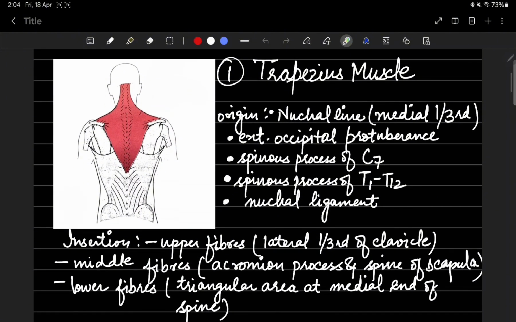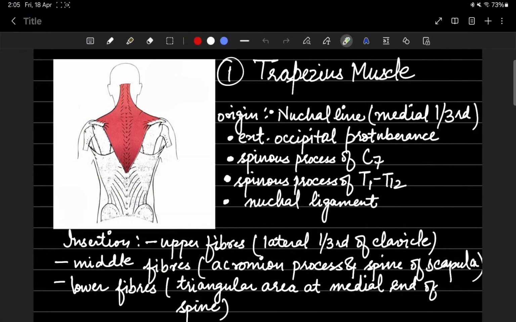So, here is our trapezius muscle. This diagram is depicting the trapezius muscle that originates from the nuchal line, basically the medial 1/3 part of the nuchal line, external occipital protuberance, spinous process of C7, spinous processes of T1 to T12 vertebrae, and the nuchal ligament. And it gets inserted into three parts, like it can be divided into three fibers: the upper fibers of trapezius muscle, middle fibers, and lower fibers.